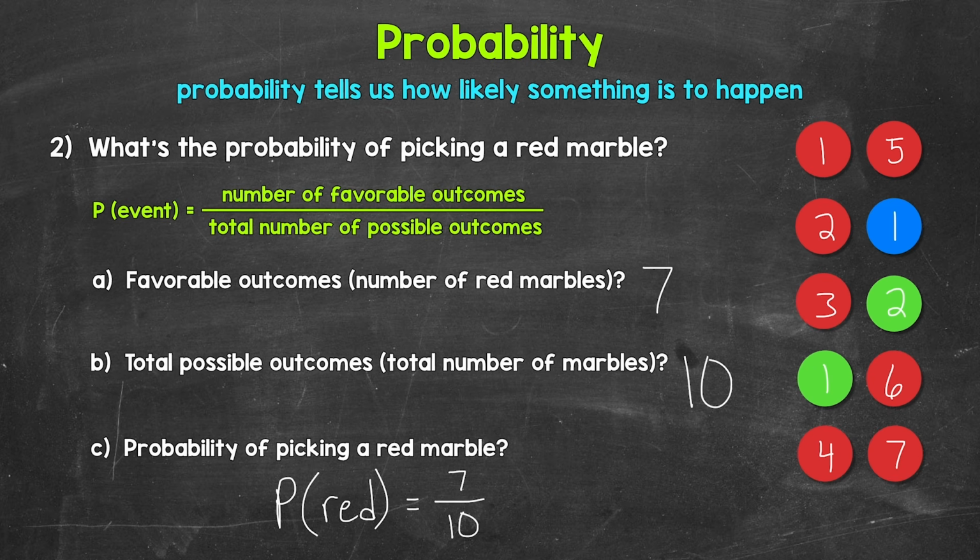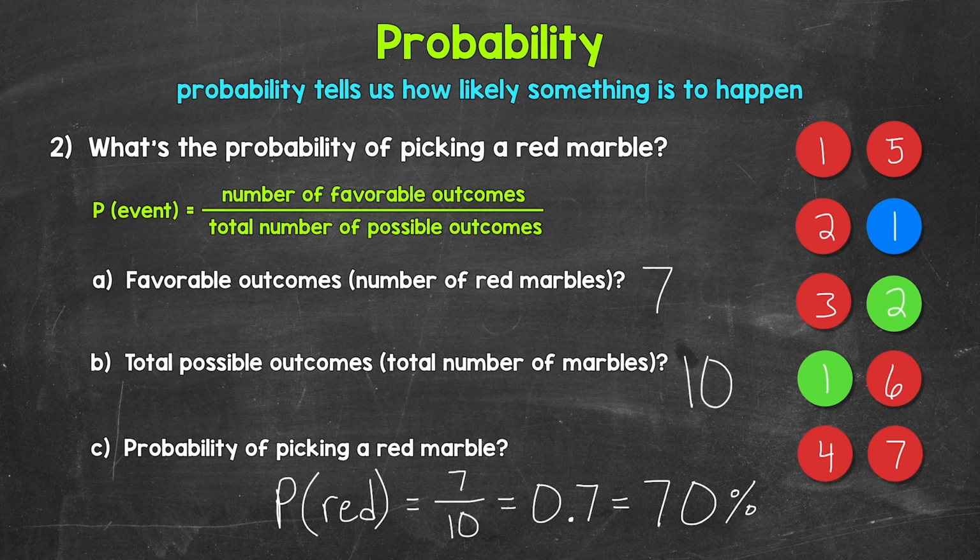Now let's write this as a decimal and percent. 7/10 as a decimal is 0.7, so 7/10. Now remember, divide the numerator by the denominator to go from a fraction to a decimal. And then as far as our percent, we multiply that decimal by 100. A quick way to do that is to move the decimal twice to the right. Our percent here is 70%. So this is the probability of picking a red marble.